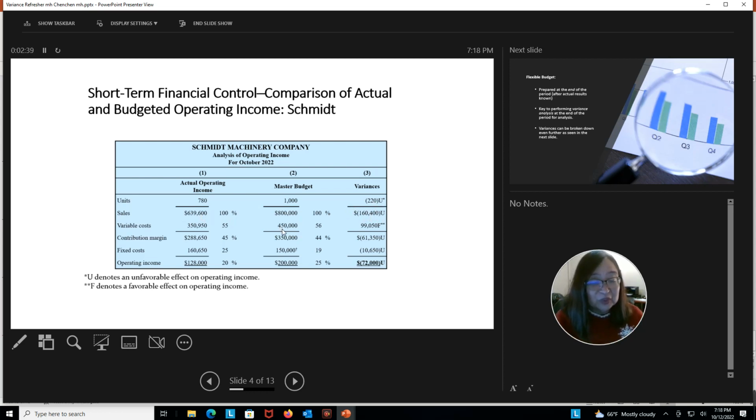When it comes to variable costs, what happened here was because our sales went down, our variable costs went down. That makes sense, right? And so our variable costs went down from 450 to 350,950, and guess what? That's a favorable variance. So when we work through the financial statement, you will see these differences, and overall they had a $72,000 unfavorable variance for that year.